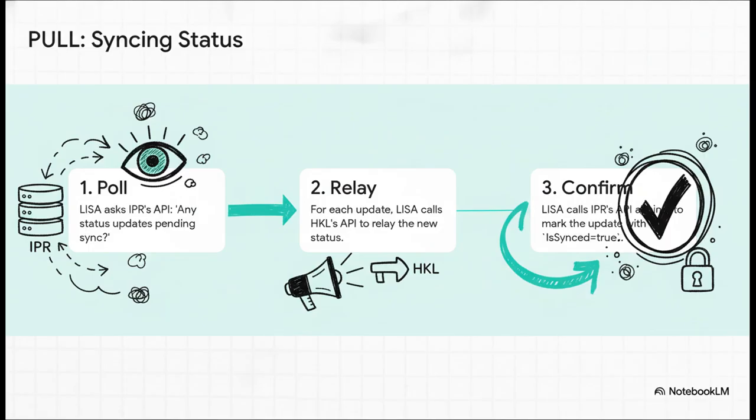And with the pull method, yep, we see that same chatty pattern all over again. Lisa has to keep knocking on IPR's door, asking, "Any updates for me? Any updates for me?" When it finally finds one, it passes it along to HKL. And then, and this is the crucial part, it has to go back to IPR and say, "Okay, I've delivered that update, you can check it off your list now." It's that same cycle of ask, relay, and confirm.